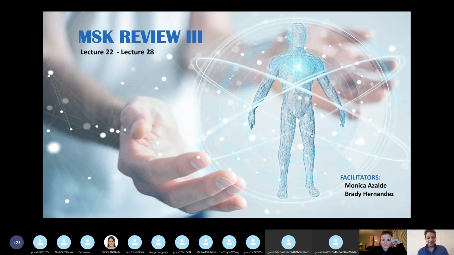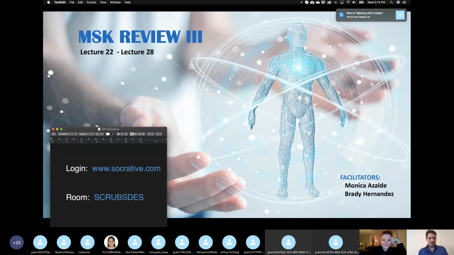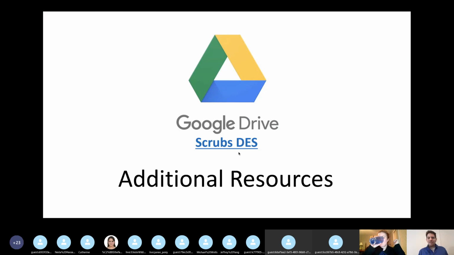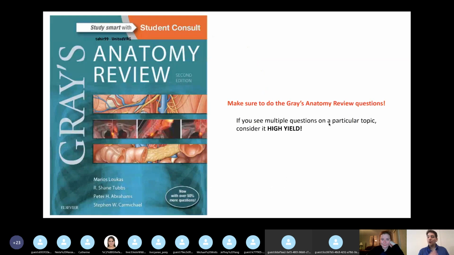So if y'all have logged into Socrative, you can do it quickly. Socrative.com, Scrubs DES. If you want to just do it interactively, it's got the explanations there. We'll go through. I post a lot of additional stuff on the drive on Scrubs DES, like tables and graphs and stuff, along with all these reviews, and the question sets are done separately. So if you just want to do the questions or you want to go through the reviews, everything's there for all three of my MSK reviews.